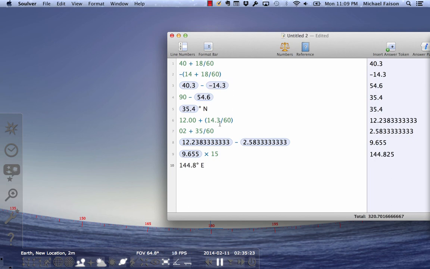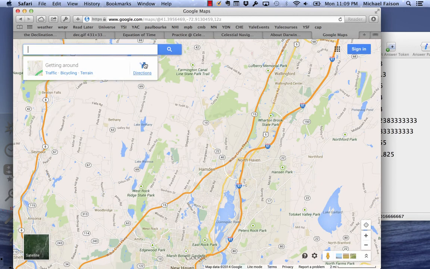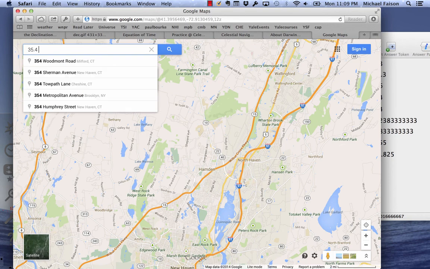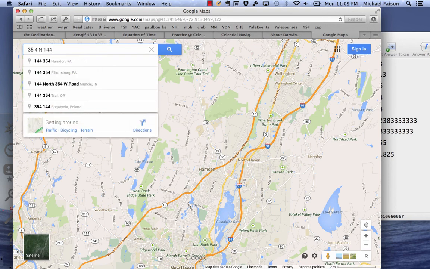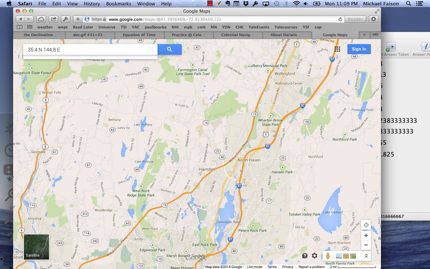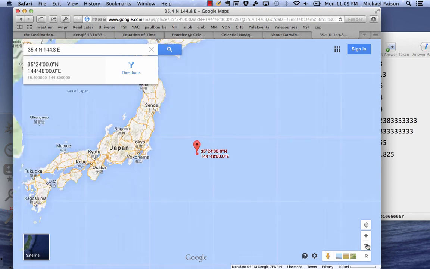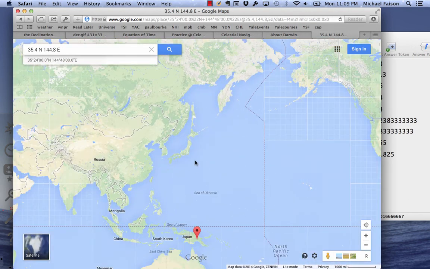All right, let's see if I'm right. I wonder where that is. I could go to my chart here, which is Google Maps, and I could say, all right, where is 35.4 north and 144.8 east? It's in the ocean. It's off the coast of Japan. Let's see if that's accurate.